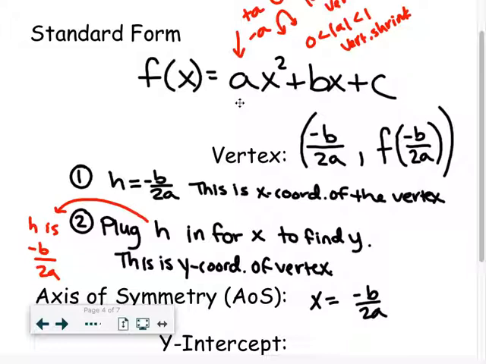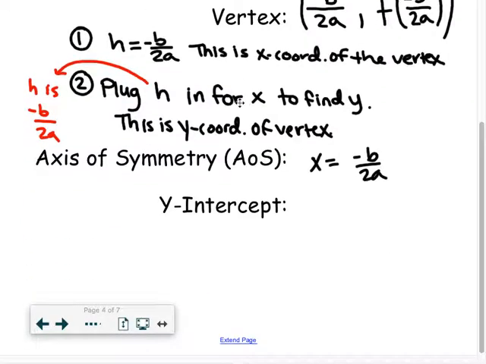Okay, so in order to find a y-intercept for any function, you could plug 0 in for x. If you plug 0 into the standard form, what happens to the ax squared and the bx terms? They equal 0, so the y-intercept is c. Okay, so this is going to be a quick and easy third point or second point for us. The y-intercept in standard form is (0, c).